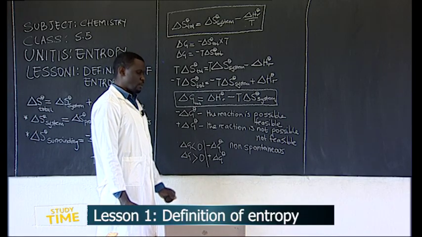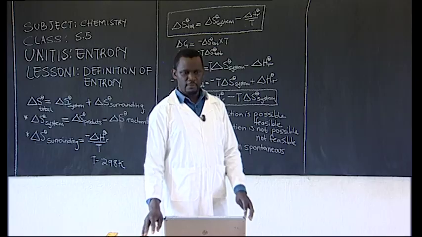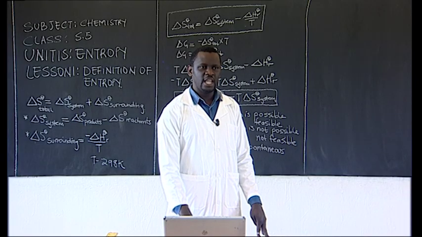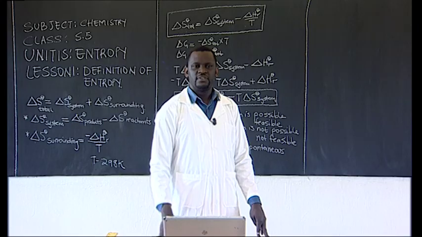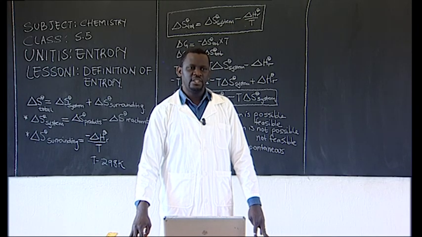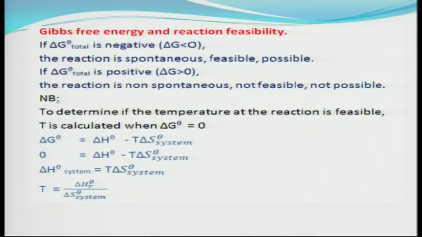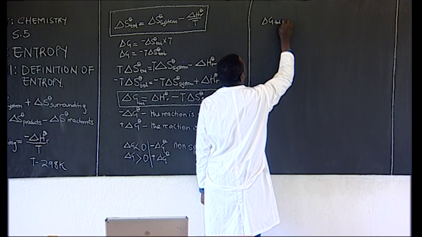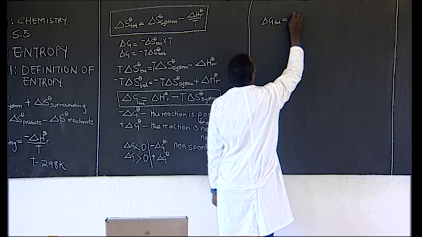Then there is something we want to talk about, which we are going to be using in our calculations: to determine the temperature at which the reaction is feasible. We can calculate it from the expression we have here, delta G total, the temperature at which our reaction is feasible.